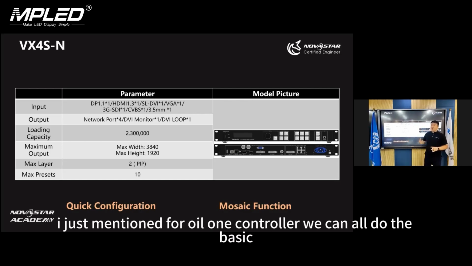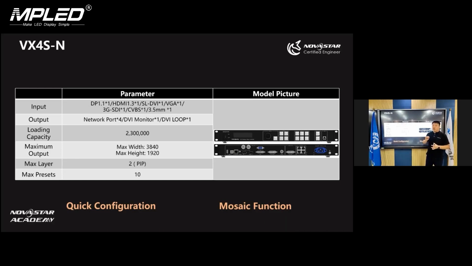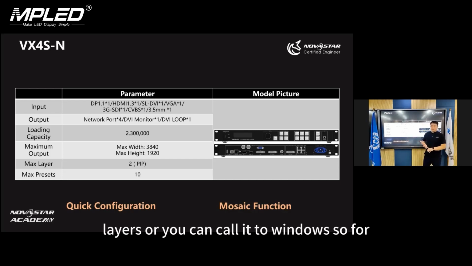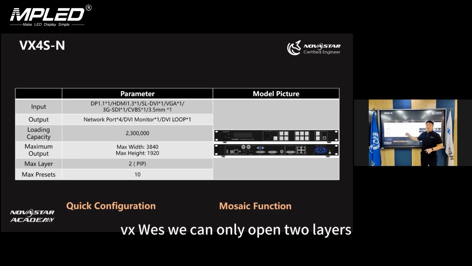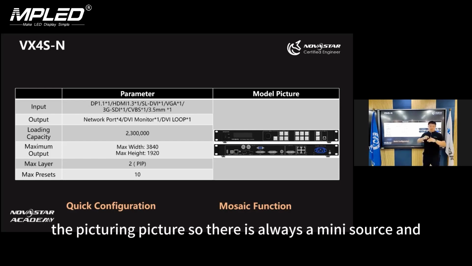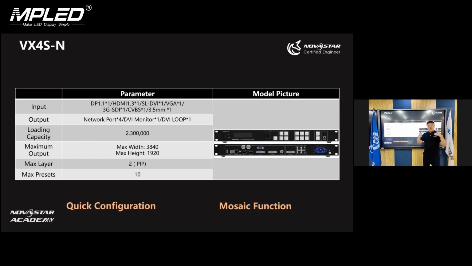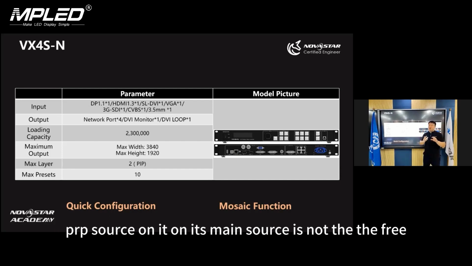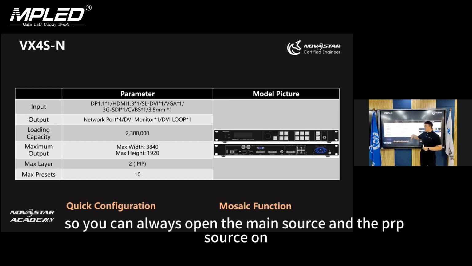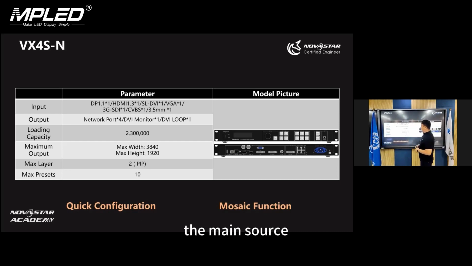For example, I just mentioned for all-in-one controller, we can all do the basic scaling function, but it is not just the only feature. We also can open several layers, or you can call it windows. So for VX4S, we can only open 2 layers, but this is the picture-in-picture. So there is always a main source and always the PIP source on this main source. It's not the free pattern. So you can always open the main source and the PIP source on the main source.